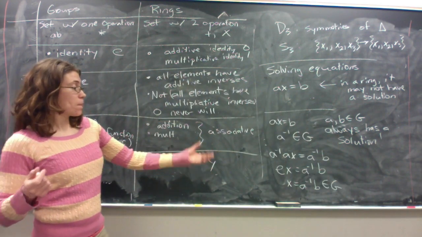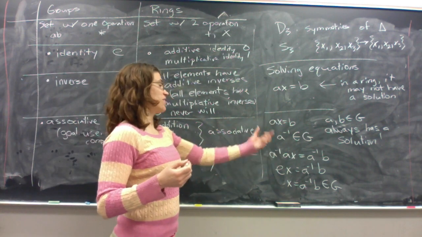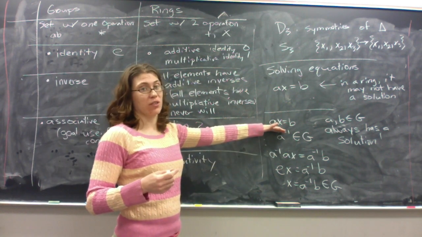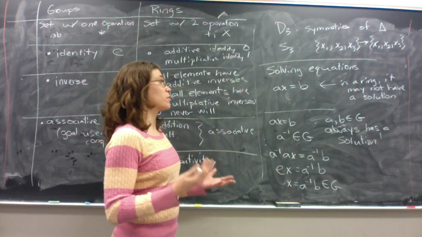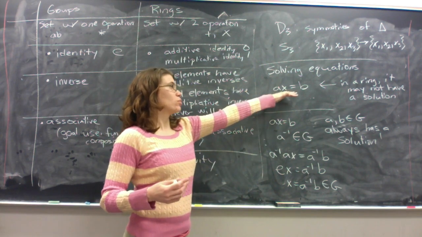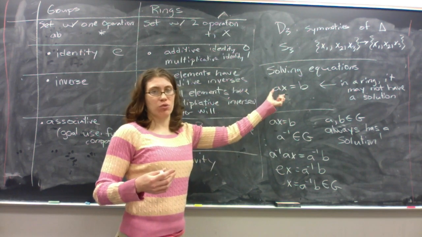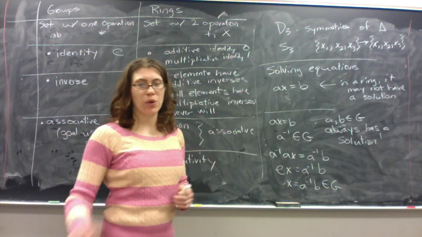So because every element has an inverse, I can solve equations like this one in groups, where that wasn't possible for rings, at least not when I was using multiplication. Okay, thank you.